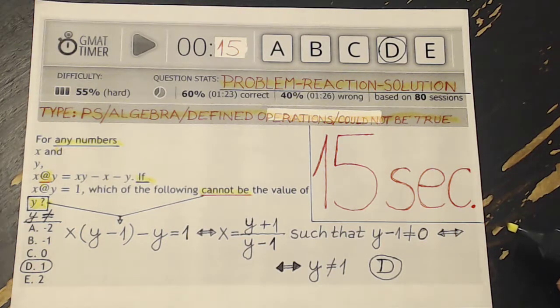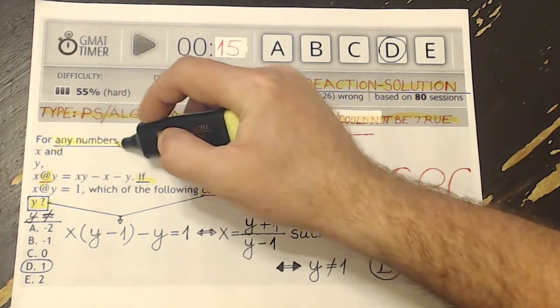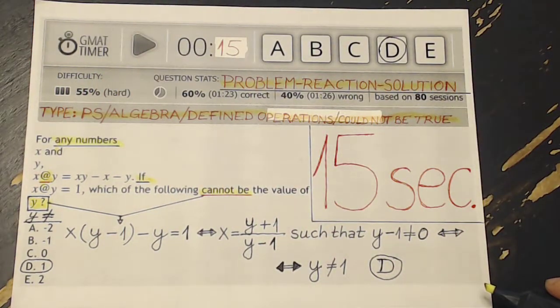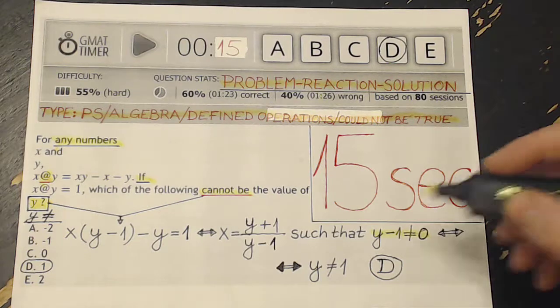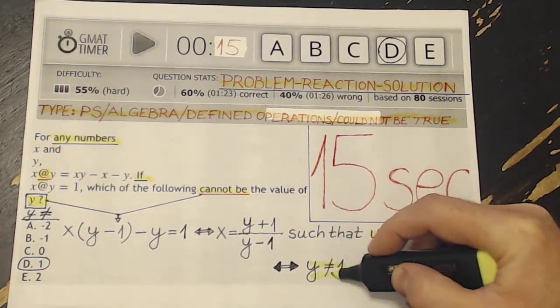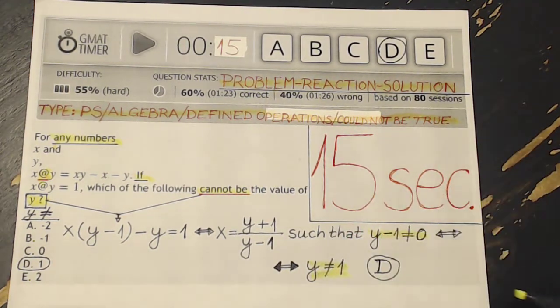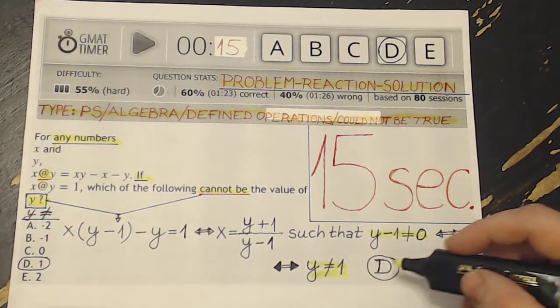Not only that, but the fact that y is asked for in a could not be true problem clues me in to isolate x. Then I quickly realize that x can only be a real number, as indicated by the blue underlining, any number, if the denominator is different than 0. Hence, y is different than 1. So the solution is D in a mere 15 seconds.